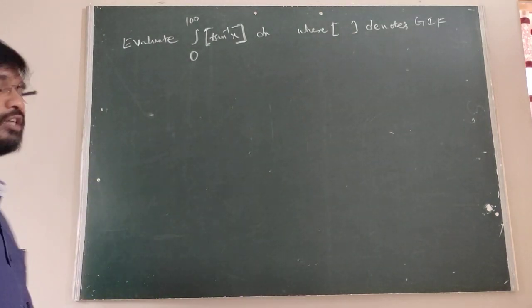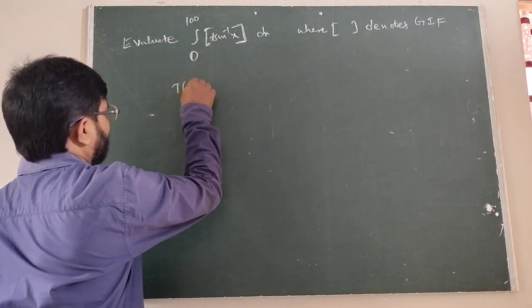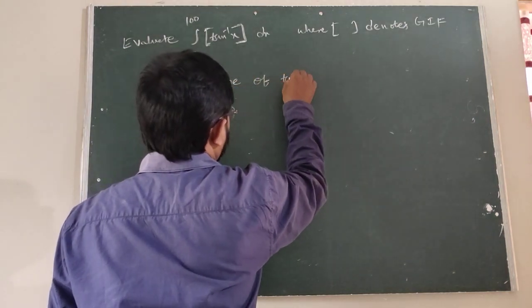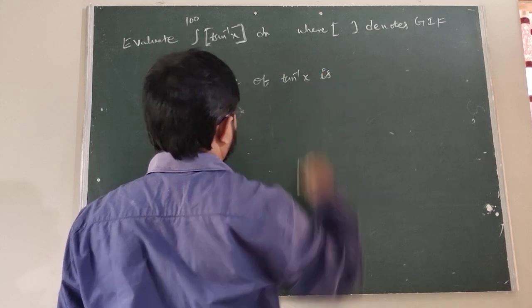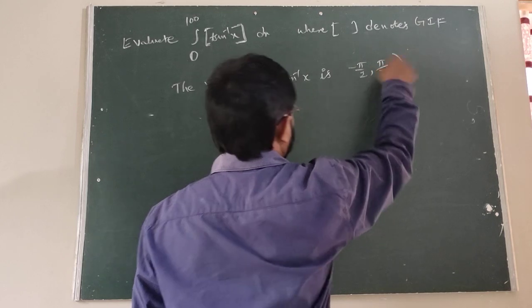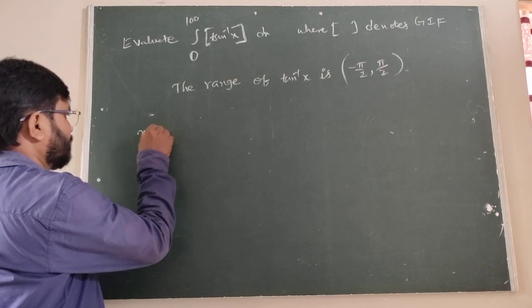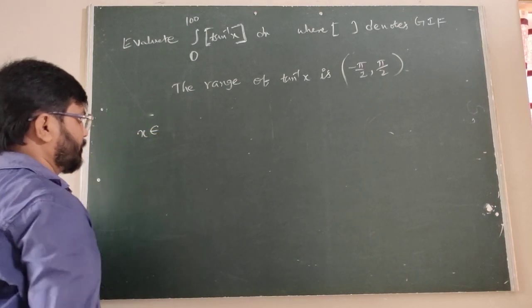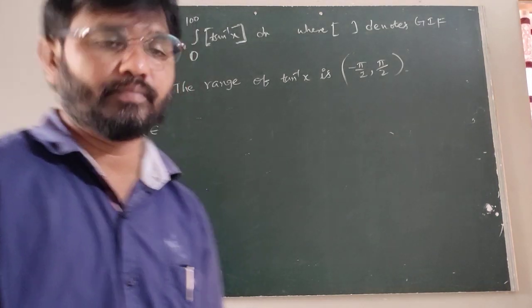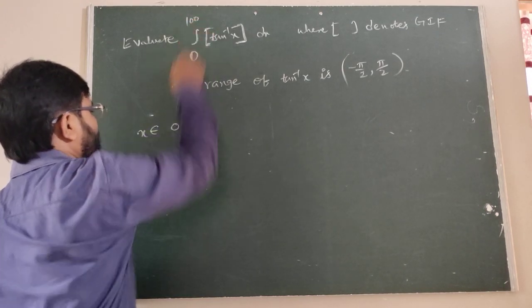So we know that the range of tan inverse x is minus pi by 2 to pi by 2. Therefore, the range of tan inverse of x is minus of pi by 2, pi by 2. This is the range. We have to know that. But x belongs to 0 to 100. Is it all clear here? The range of tan inverse of x is minus pi by 2, pi by 2, but x belongs to 0 to 100.